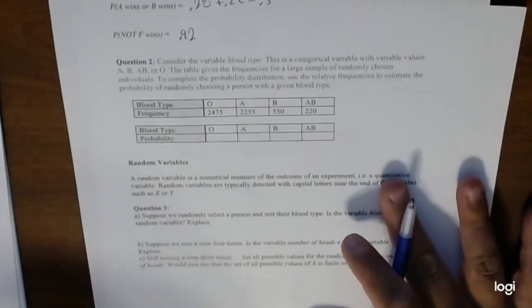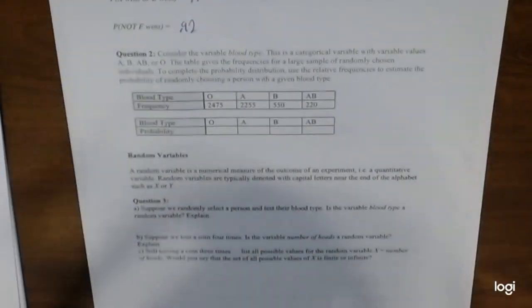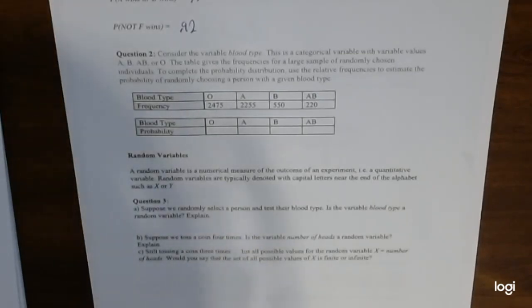All right. So now for question 2, we're actually going to construct it from a little bit of scratch, not too much, but in basically this portion. So first off, question 2 says, consider the variable blood type. This is a categorical variable with values of A, B, and O. Those are the blood types we have in our human system. The table gives the frequencies for a large sample of randomly chosen individuals. To complete the probability distribution, use the relative frequency.